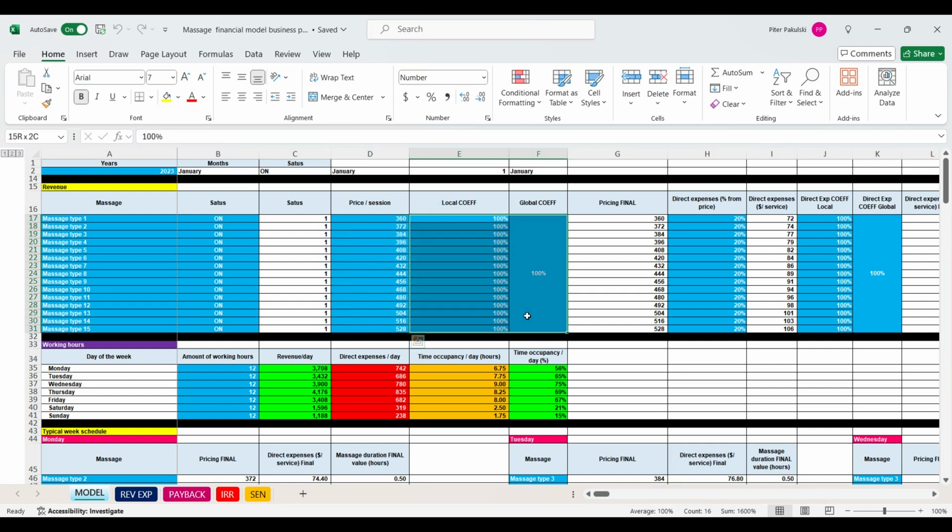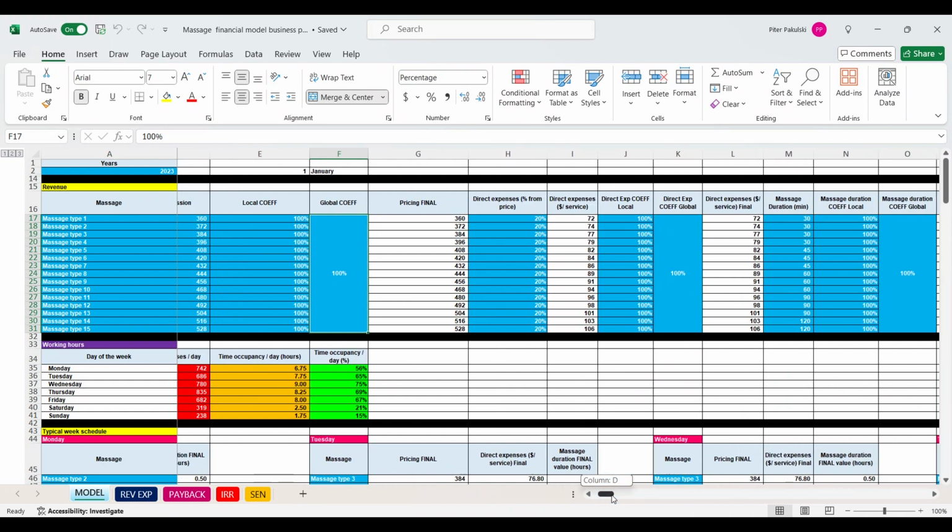Then we have two columns with coefficients for the pricing. First one is local. We can increase or decrease this coefficient and see what will happen to the cash flow if the price will be 30% lower or 20% higher than the base price. This coefficient is added to each massage service. Next pricing coefficient is global. It increases all pricing by this or that percentage amount. Global coefficient will simplify scenario modeling because you can quickly increase or decrease all the prices in one go.